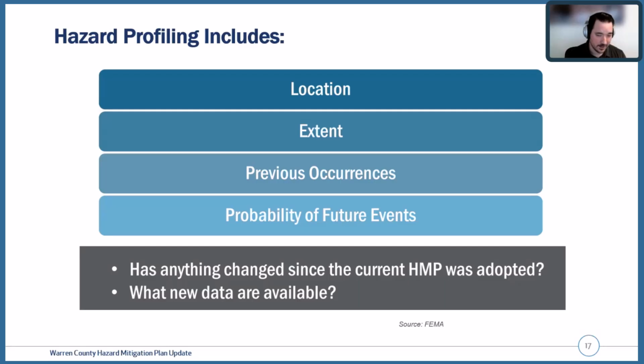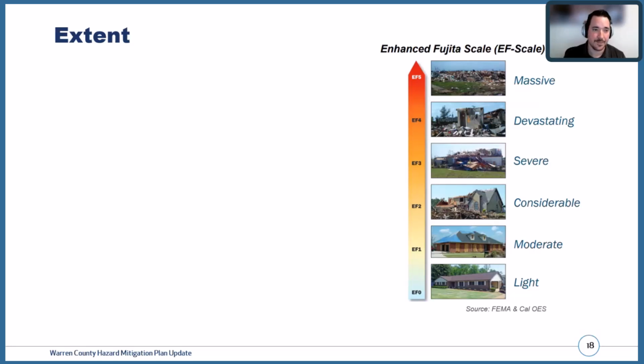Otherwise, that won't be changed, or it will have slight updates, and then the probability of the event happening in the future. That could include new maps that we know about, new development that happened in the community that we need to capture in the new plan. So these are things we have to consider when we are writing and adopting the new plan. And of course, what new data is available to answer these questions is also important.